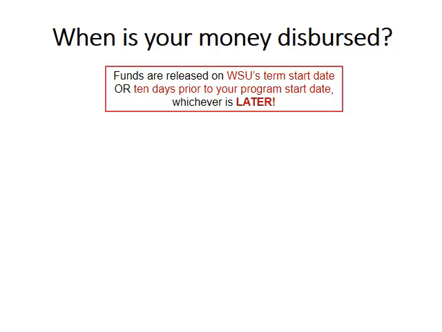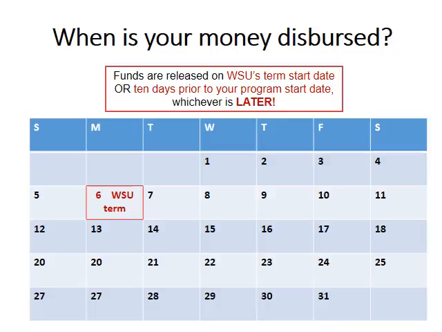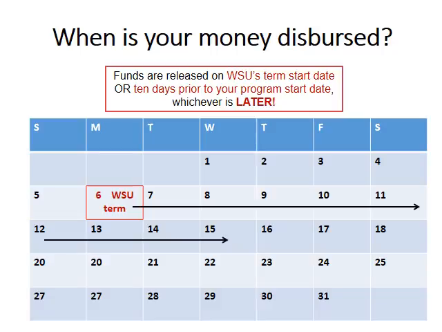Funds are dispersed on WSU's term start date or 10 days prior to your official program start date, whichever is later. Specific dates will vary, but please look at the following examples to illustrate how this could impact you. If your program starts within the first 10 calendar days of the WSU term, your funds will be released when the WSU term begins. If your program starts after that, aid will be dispersed 10 days before the program start date.